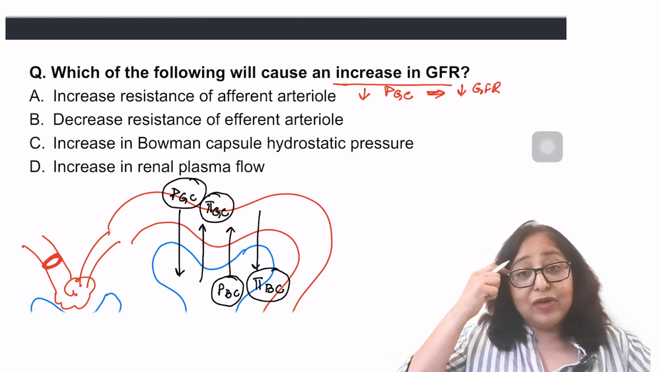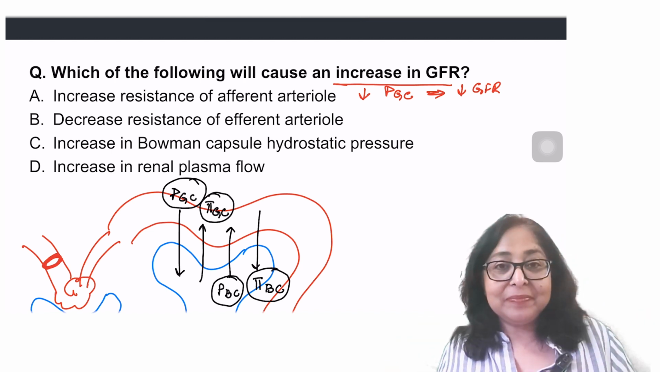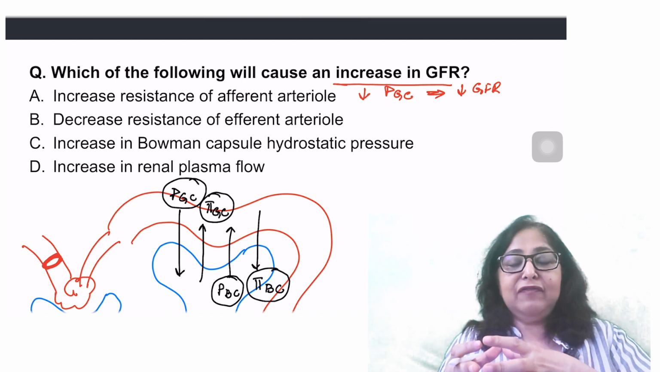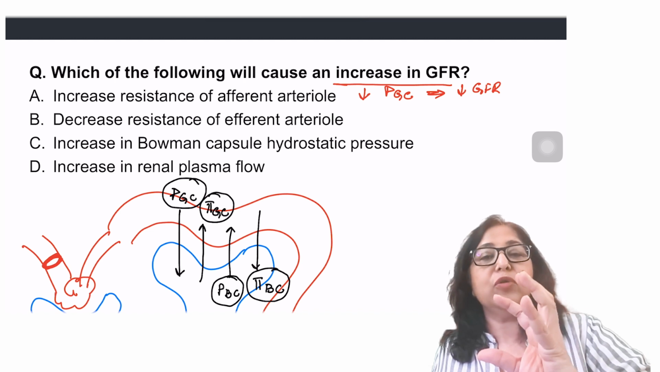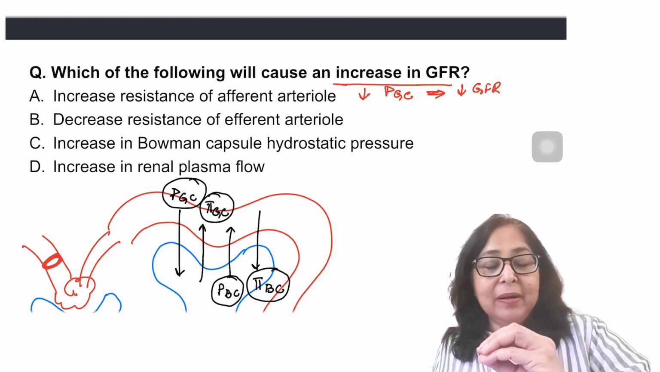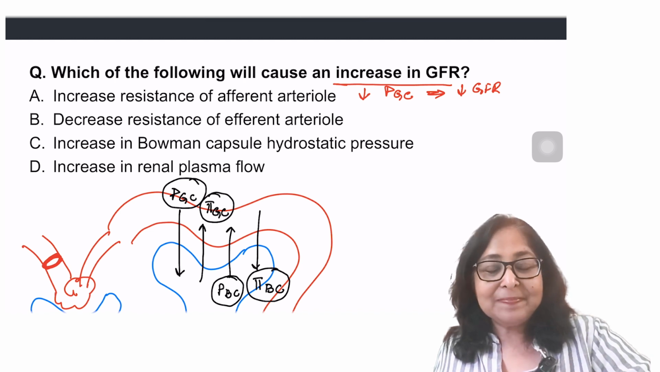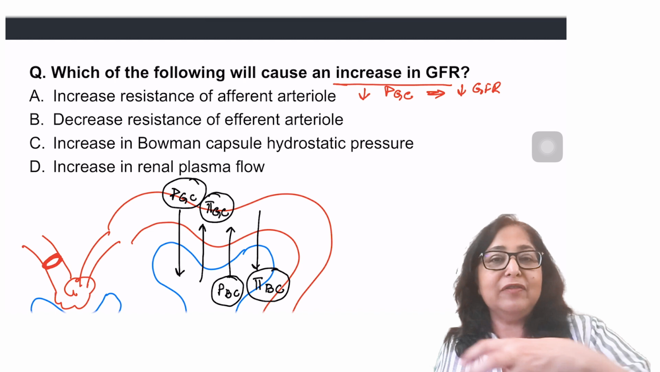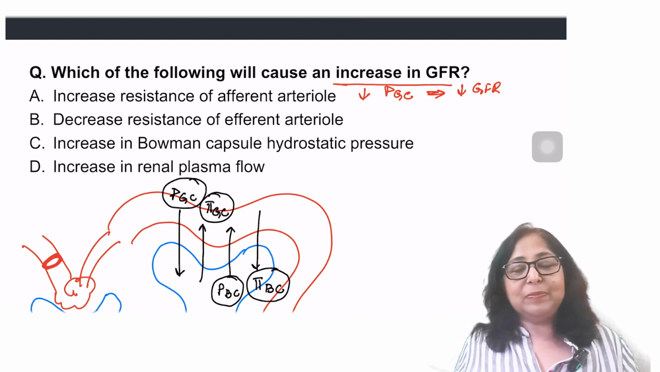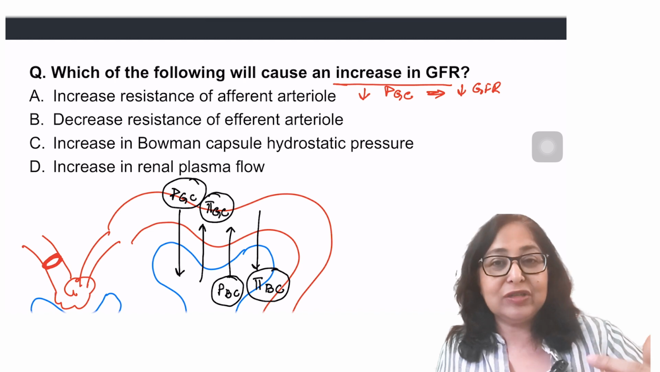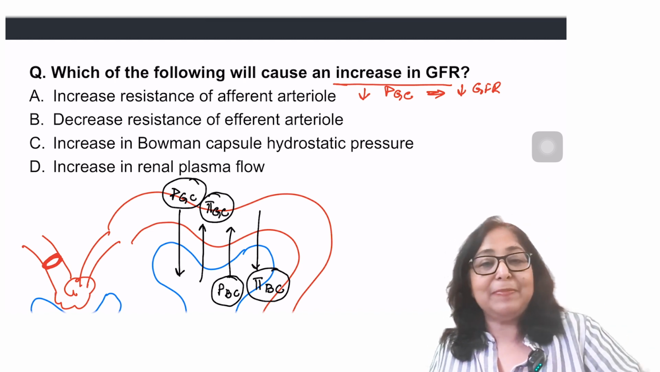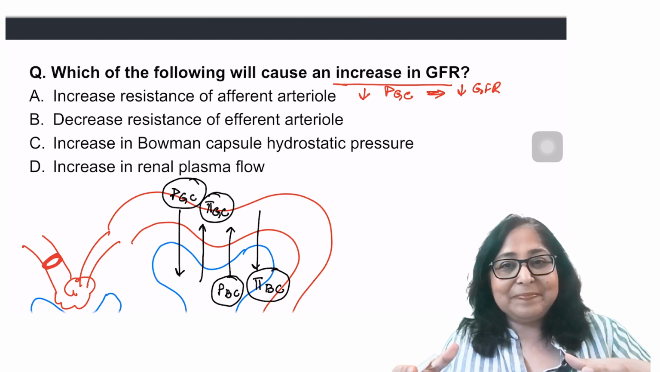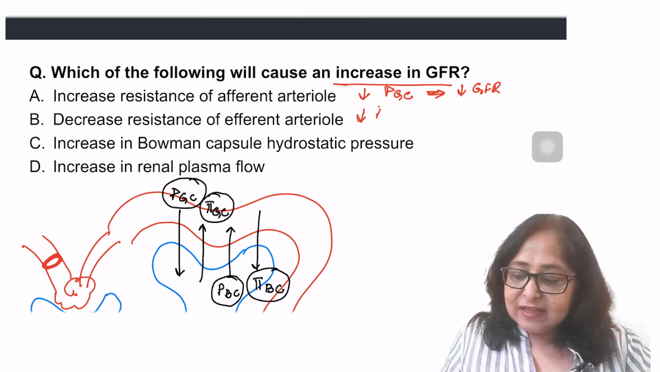Second option, decrease resistance of the efferent arteriole. Please understand, if the efferent arteriole is narrower, then the outlet from the glomerular capillaries is resisted, or in other words, there is more resistance to flow of blood from the glomerular capillaries, so a back pressure will be created, which increases the hydrostatic pressure in the glomerular capillaries. But here it is the opposite. There is a decreased resistance. That means now the efferent arteriole is dilated. So this reduces the hydrostatic pressure in the glomerular capillaries and reduces GFR.